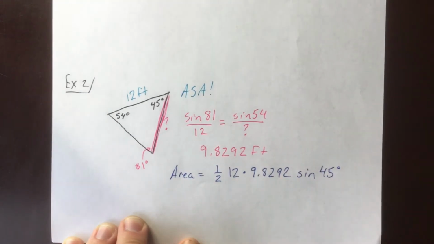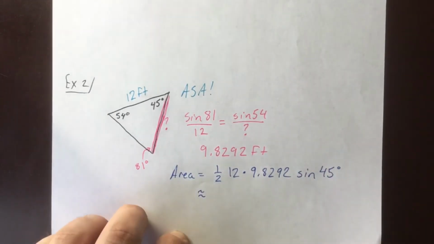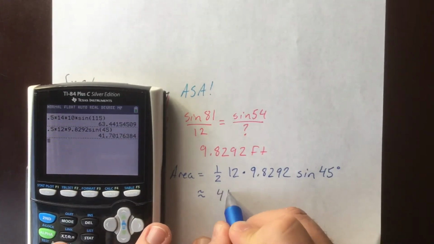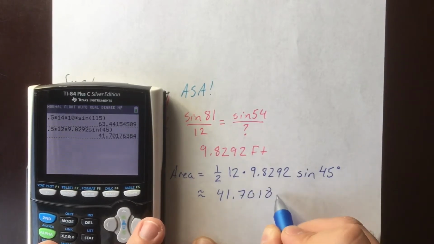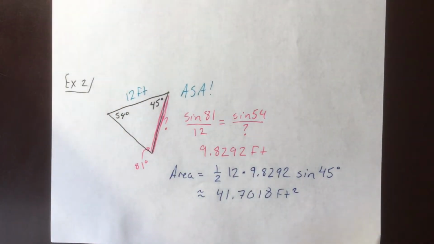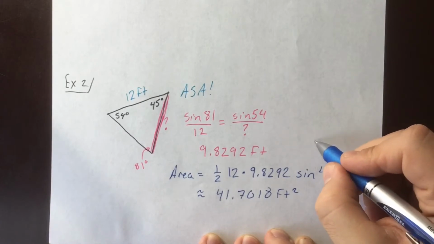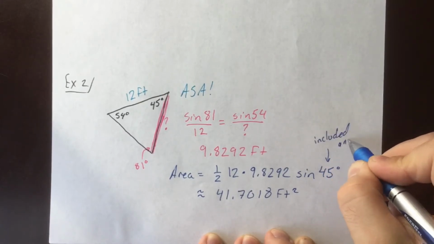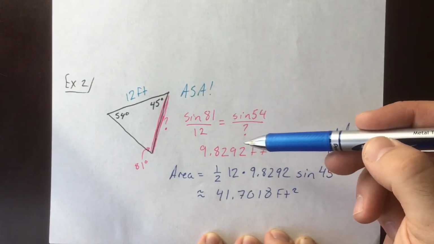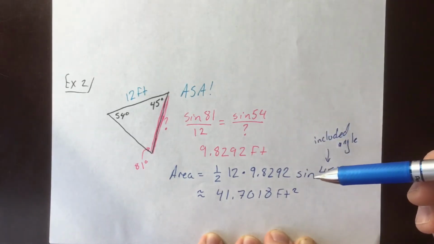So setting that up and placing this in, we should get a value, let's see, of 0.5 times 12 times 9.8292 times sine of 45 degrees. We get approximately 41.7018. That's our units, feet squared. And there we go. Again, I want to make a note here before moving on. We had to use the included angle. So do not make the mistake of using the same angle you used for law of sines that was used to find a side length. Okay, do not make that mistake, please.